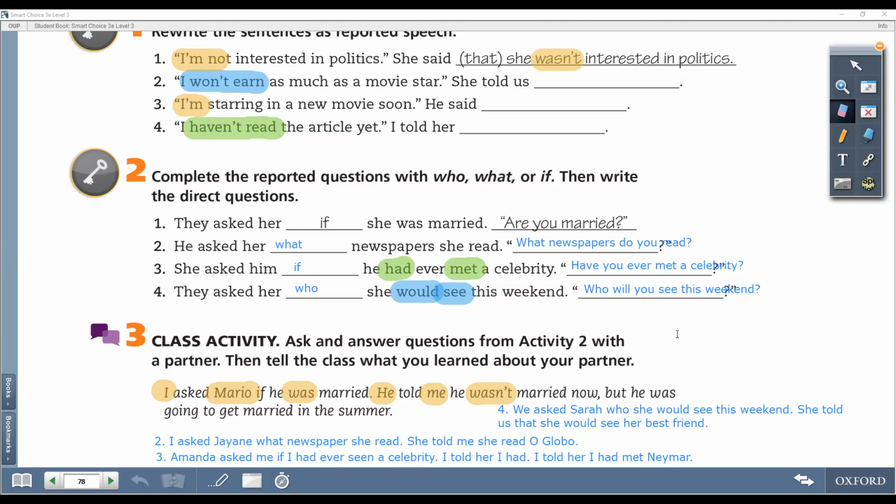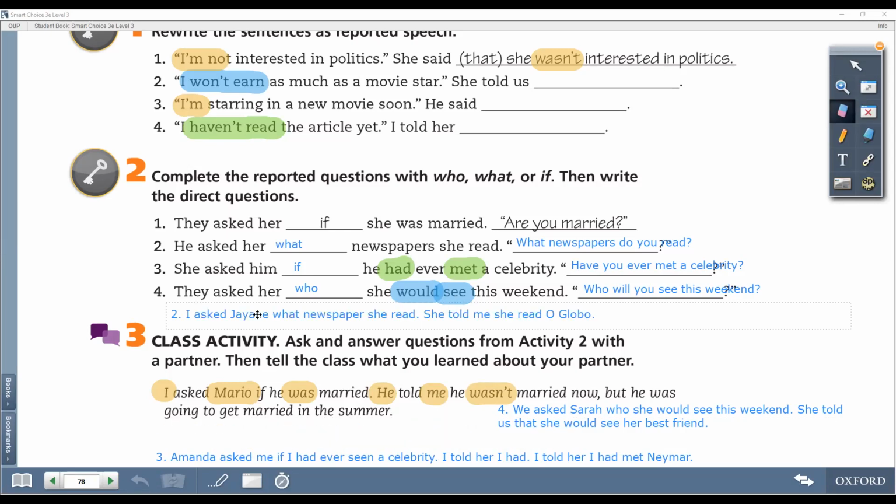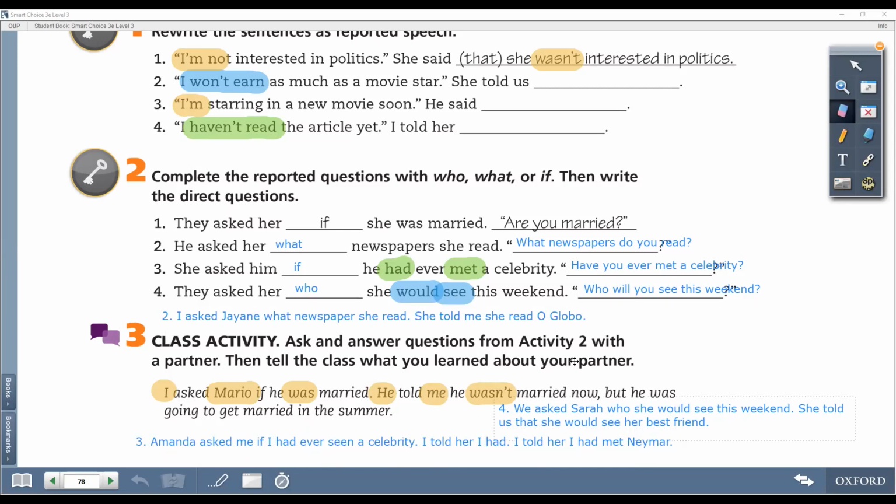So guys, this is nothing more than just reporting, like gossip, as we say in English, when we tell somebody what someone told us, okay? So take a picture. These are the exercises from here, okay? The questions from number 2. So this is number 3, and this is number 4. I'll leave it here, no problem.